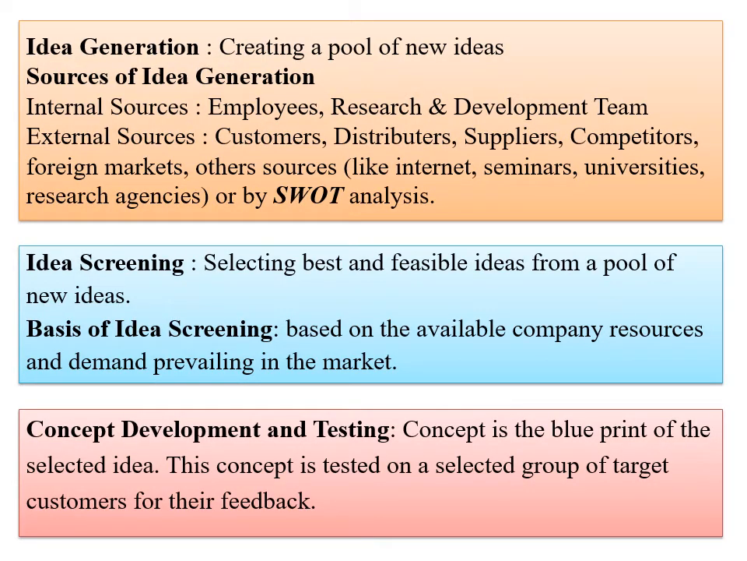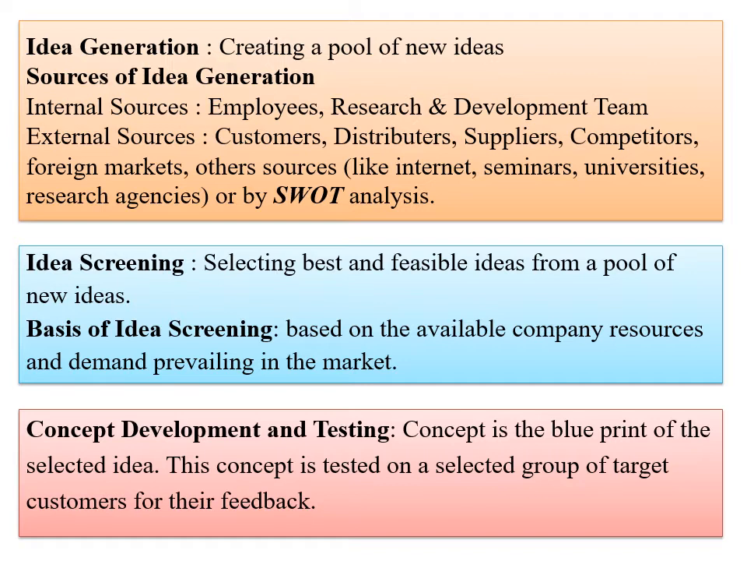Now we will discuss the new product development stages in detail. The first stage is idea generation. Here we create a pool of ideas from which the best idea can be screened, and this best idea can be further developed into a new product. Here the various marketing research techniques are used to gather new ideas.